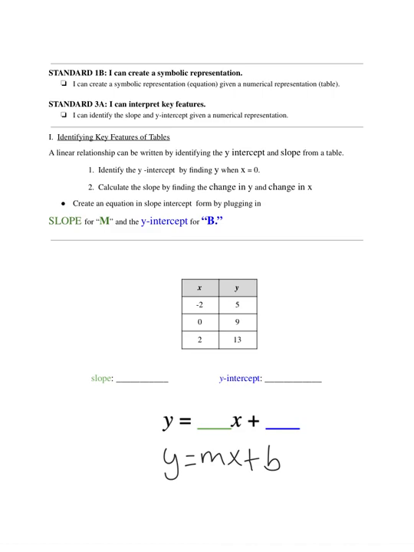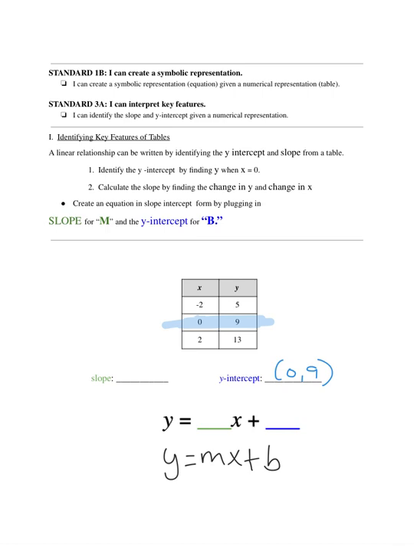I'm going to start with my intercept because I think it's a little bit easier. My y-intercept is when x is equal to 0. So I see x is 0 here, so my intercept would be 9. So all you have to do for this one is find when x is 0 and the y that goes with it, that ordered pair, that is your intercept. So 0, 9.